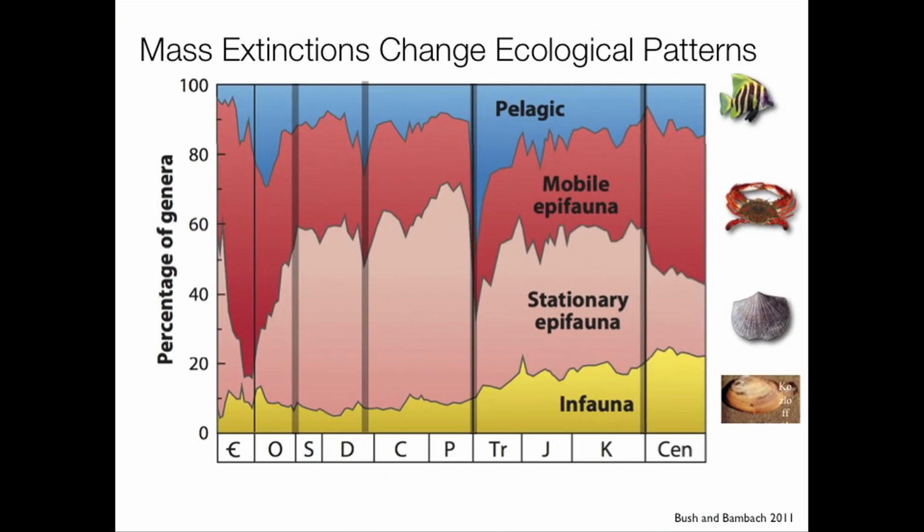This is a diagram showing ecological patterns, again in marine invertebrates living in the ocean. Here's 541 million years ago, here's today. This is looking at the distribution of organisms that live in different habitats. Pelagic means that you swim up in the water column, so fish and whales. Mobile epifauna means you live on the seafloor, epi, on, but you can move. So here's a little crab. Stationary epifauna means that you live on the seafloor, but you can't move.